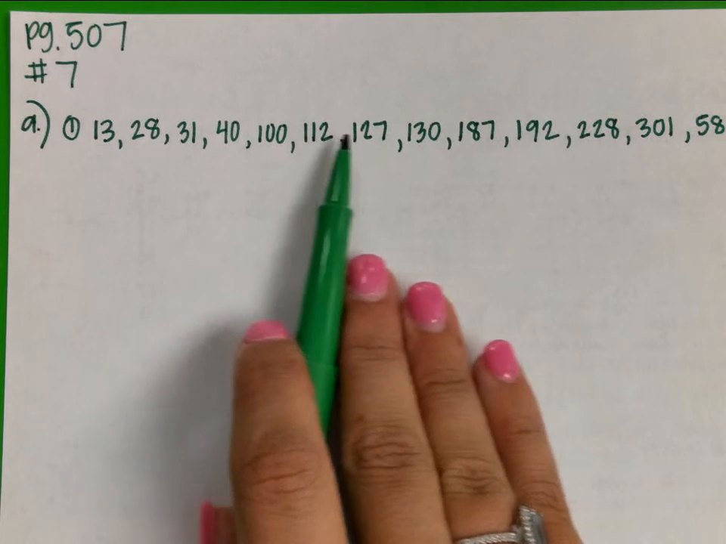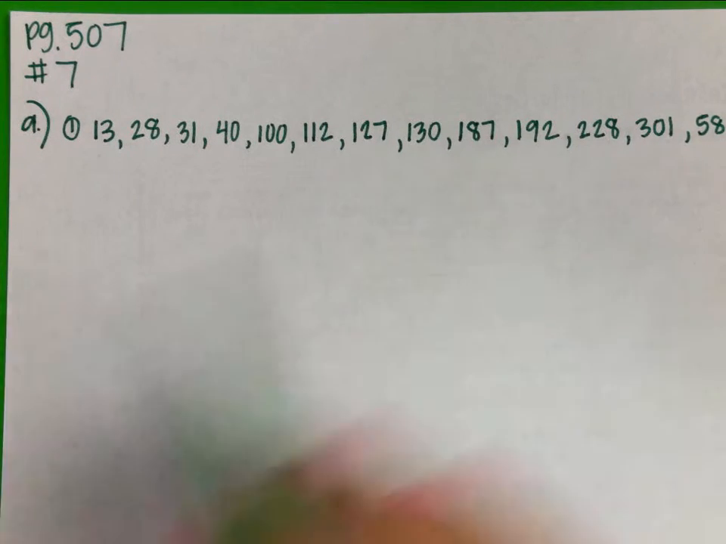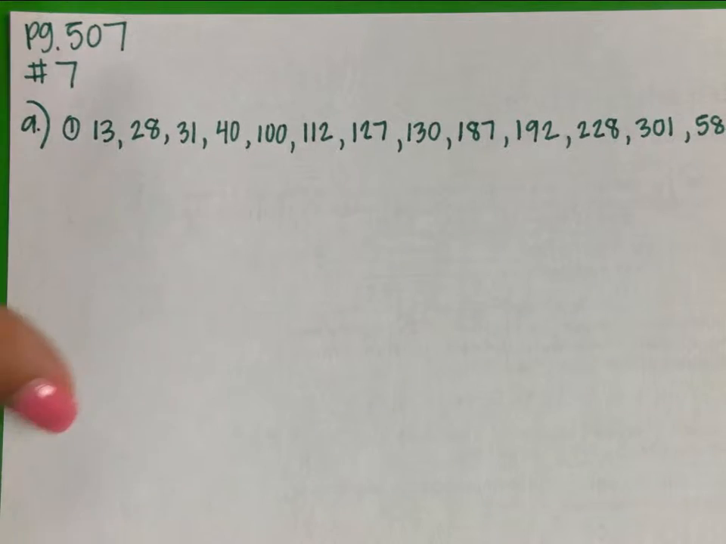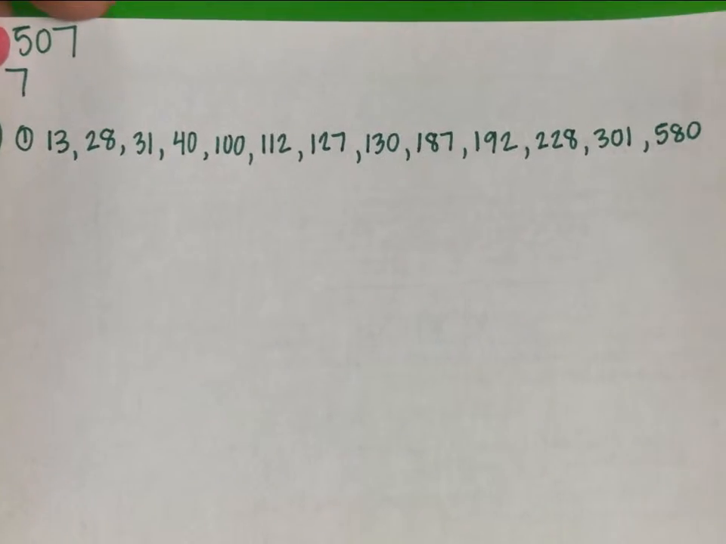So it said we should have 13 states, so I should have 13 numbers here. 3, 4, 5, 6, 7, 8, 9, 10, 11, 12, 13. So we've got all our numbers. Now it's kind of hard for y'all to see up there.